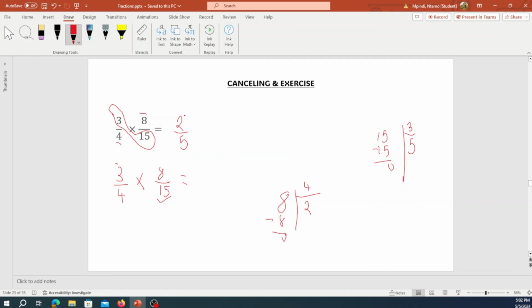Okay? So this 2 is right here. This 5 is right here. And that's the 5. Okay? That's how I end up getting the answer. Okay? Yep.